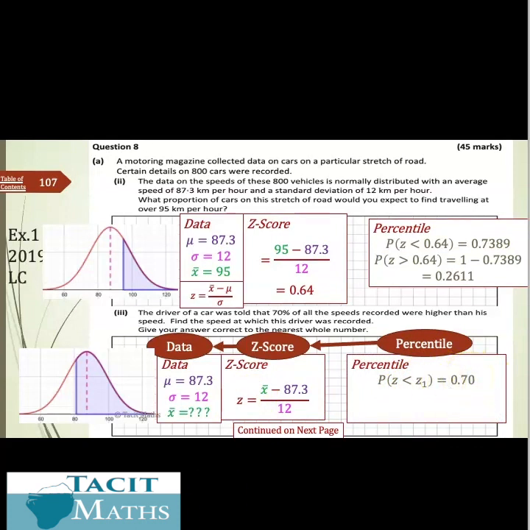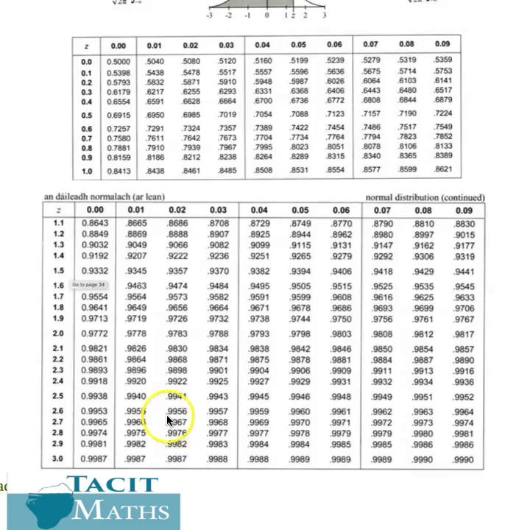So we go to our log tables, and if you look carefully through the log tables, usually we go to the z-score and get the percentile, whereas now we have the percentile, 70% or 0.7, and we're looking for the corresponding z-score. This is where it gets a bit interesting. If we look up here, it's one of these numbers. You can see they're getting closer and closer to 70. It's one of these then that you can pick.